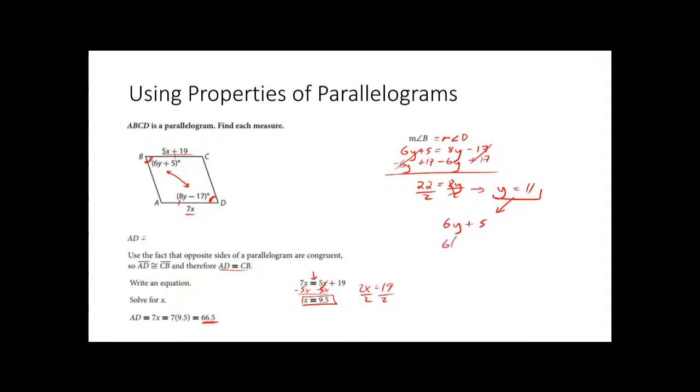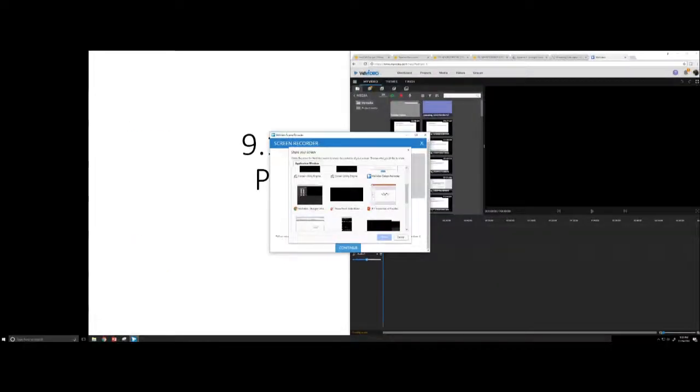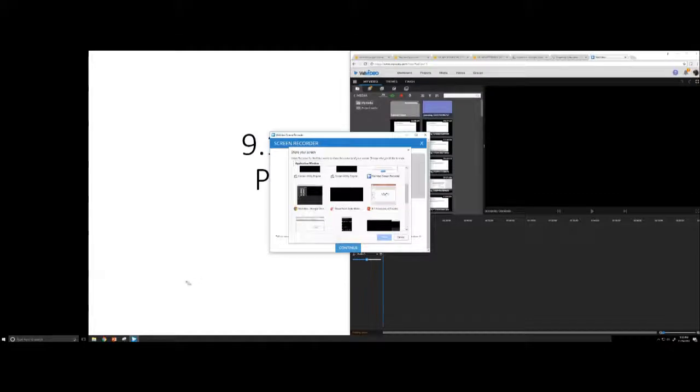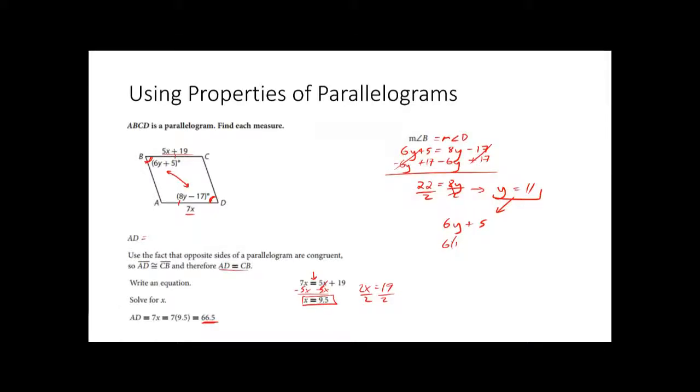So 6 times 11 plus the 5 gives me 66 plus 5. And 66 plus 5 should give me 71. 71 what? 71 degrees. So our measure for angle B equals 71 degrees.